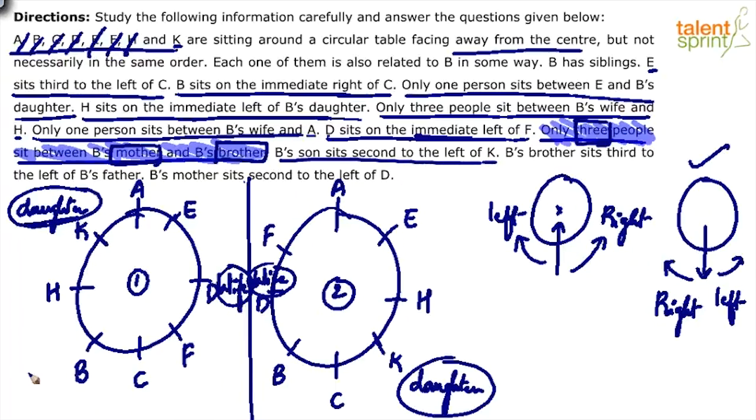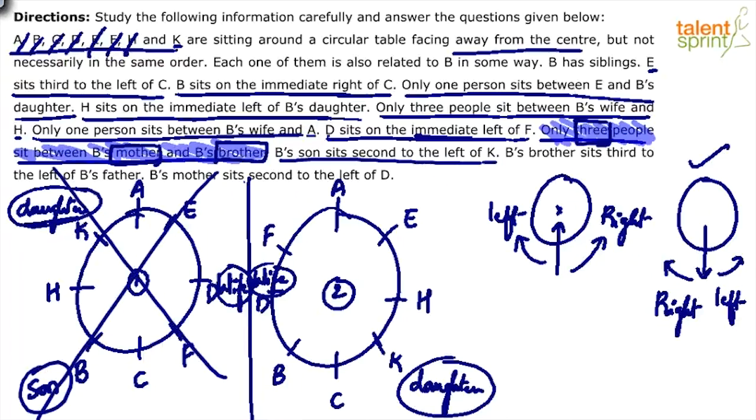1 and 2. This should be B's son. Now tell me, is it possible that B himself is B's son? According to this point, B's son sits second to the left of K. We will get son here in this position. Now we are saying that B is the son of B. How is that possible? This should be the son of B, and this itself is B. So B is the son of B is not possible, right? See, B and B's son cannot be the same person, which means case 1 is wrong.